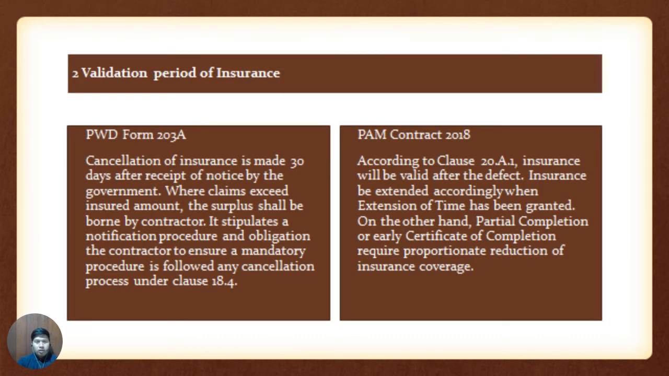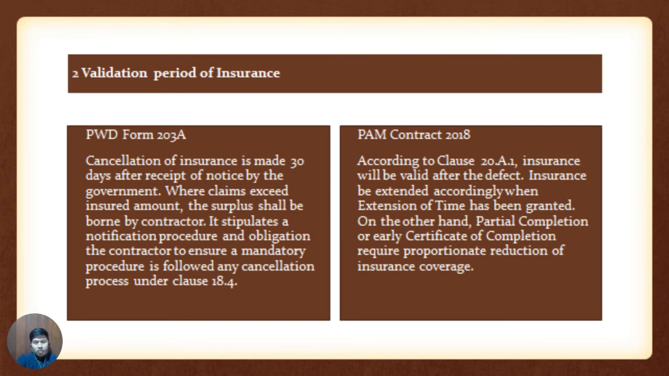Next one is validation period of insurance. Cancellation of insurance is made 30 days after receipt of notice by the government. Where a claim exceeds the insurance amount, the surplus shall be borne by the contractor. It covers the notification procedure and obligation. The contractor is to ensure a mandatory procedure is followed in any cancellation process under clause 18.4.